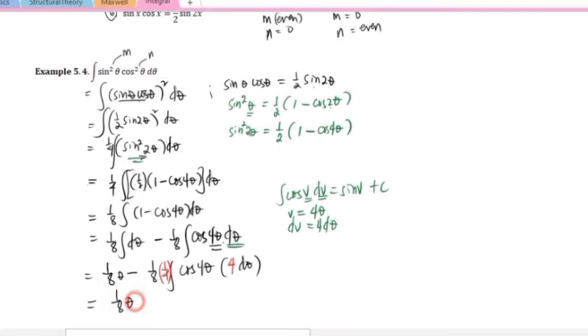So this is 1/8 theta minus 1/8 times 1/4 is 1/32. So the integral of cosine v is sine v. So that's sine, your v is 4 theta. So that's sine 4 theta plus c. And this is our answer.